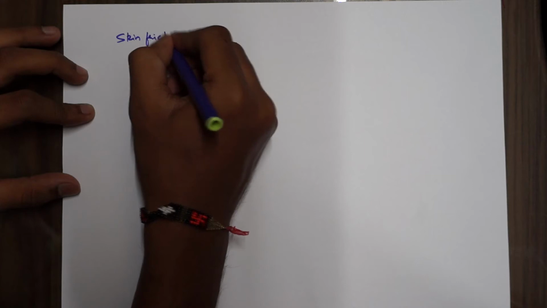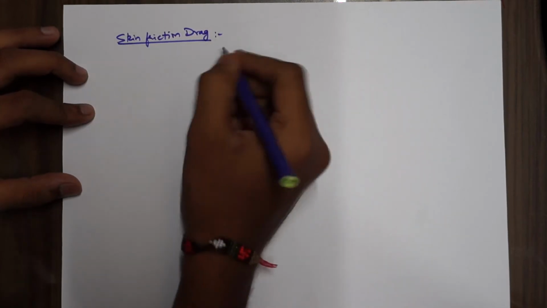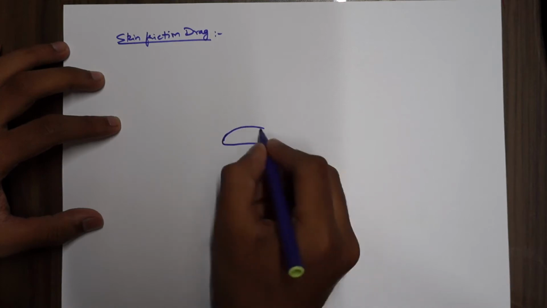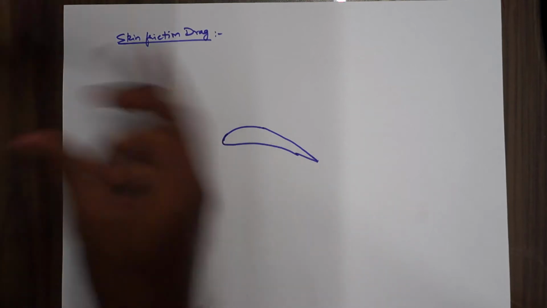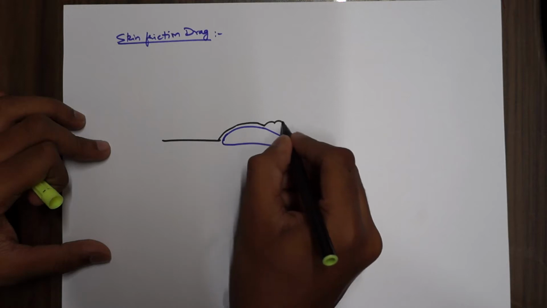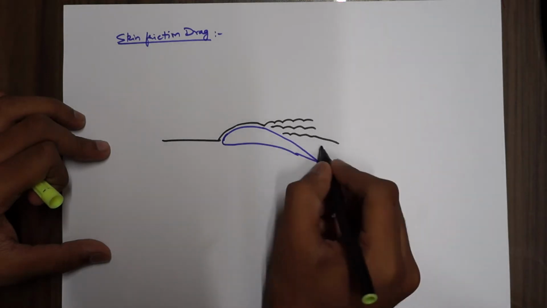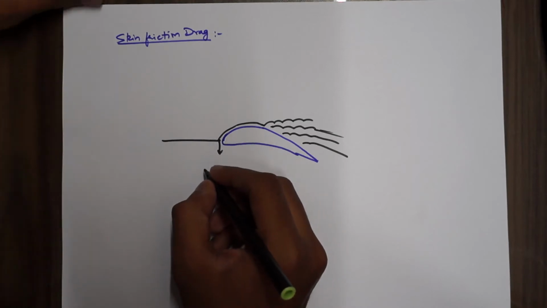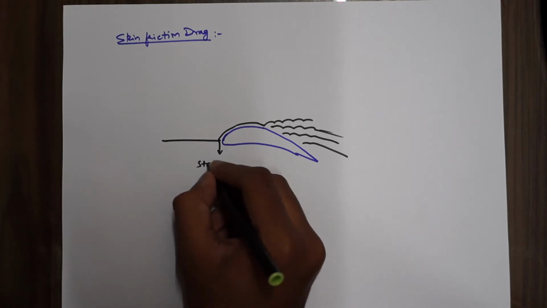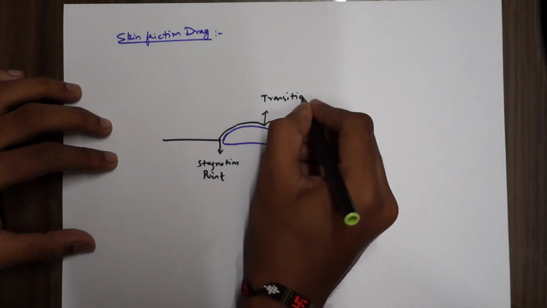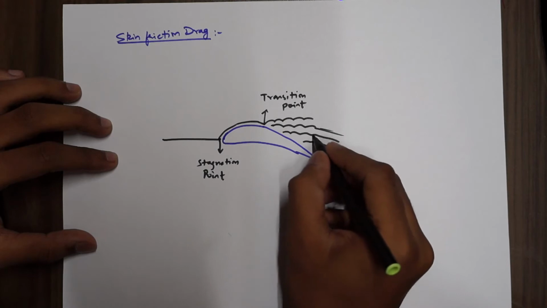Now we'll discuss skin friction drag. I'll just draw the figure so that it's easier to understand. In the earlier videos also, if you remember, I mentioned this is called the stagnation point, and this is your transition point, and this point is called your separation point.